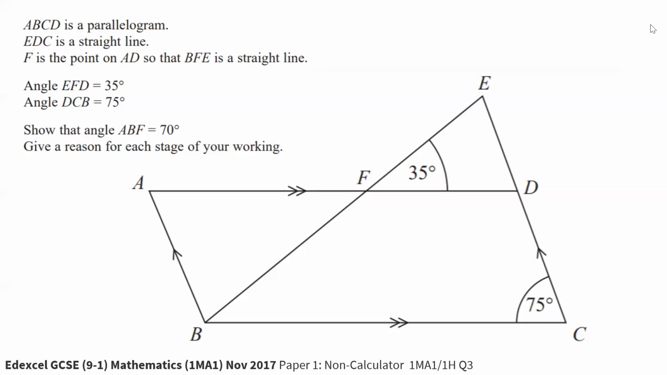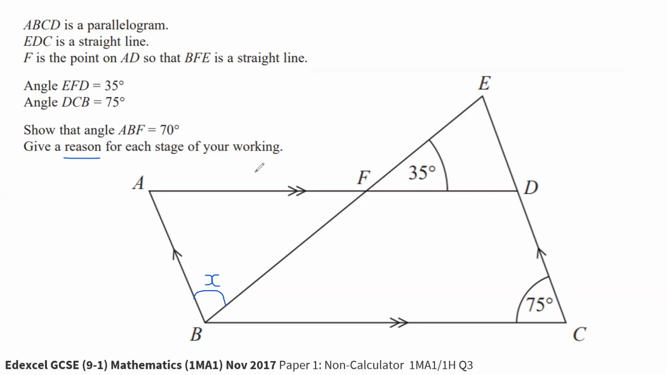So this question starts, it says that we've got a parallelogram. The parallelogram is ABCD. And then you've got this straight line ADC, and F is a point on AD. And we've been given 2 of the angles. So we know that EFD is 35 degrees and DCB is 75 degrees. And it's asking us to show that the angle ABF, so this angle here, which I'm going to call X for now, is 70 degrees. And it wants us to give a reason for each stage of your working.